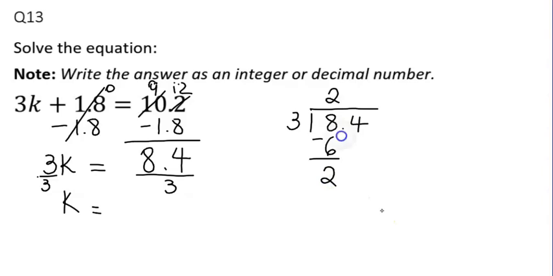There is a decimal point here. What do I do with this decimal point? Bring it up. Put right here. Then I put this down. 3 goes into 24 8 times. Then I have 24, left over 0. Then the answer is 2.8.